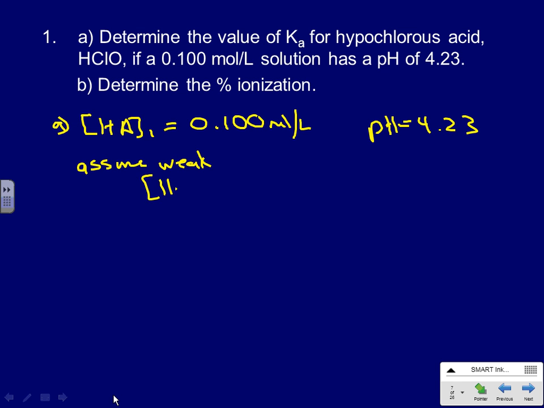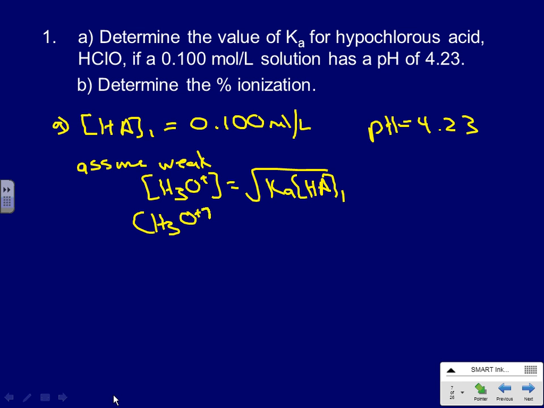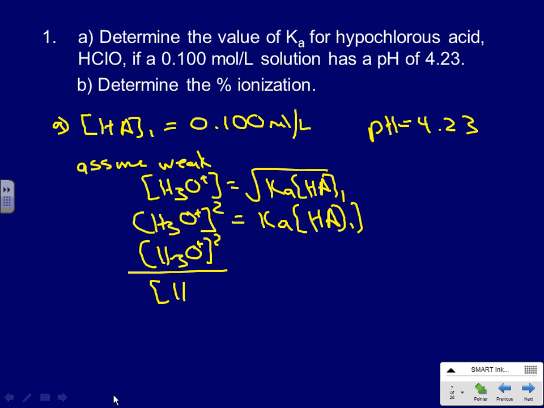I always go with the H3O plus equals root Ka HA initial. And then I rearrange. That's the way I think it through. I eventually want Ka, so I've got to square both sides. H3O plus squared equals Ka HA initial. I got an extra bracket in there. Divide it off. I need H3O plus squared over HA initial is Ka.